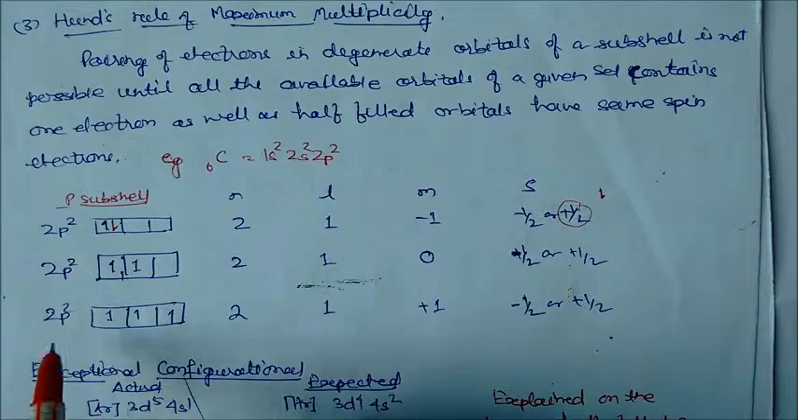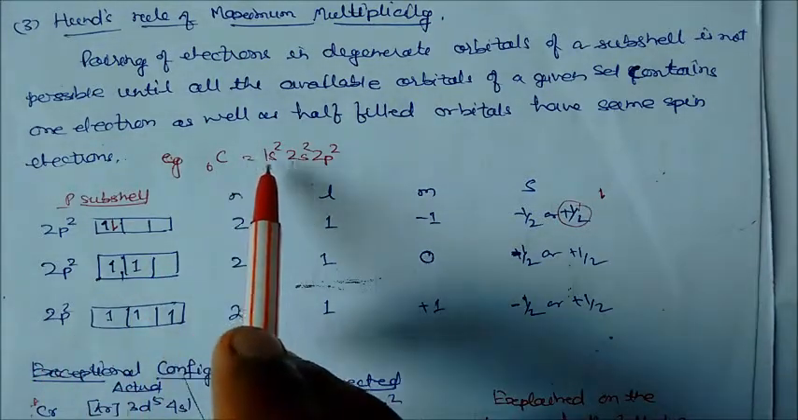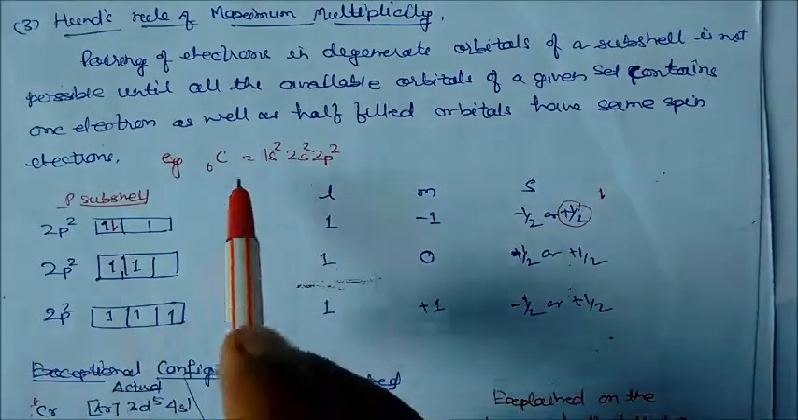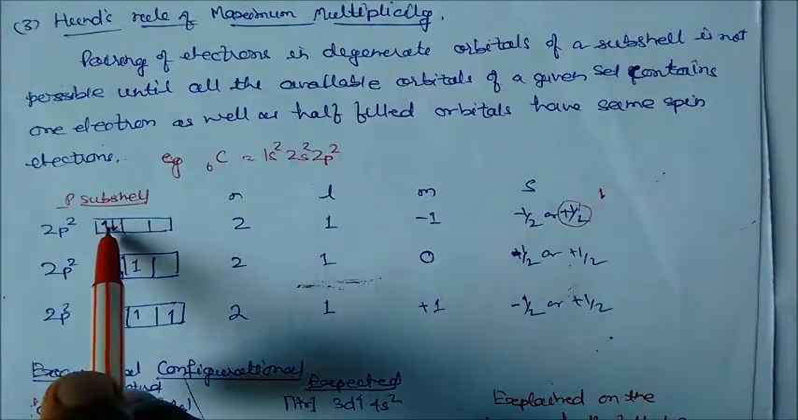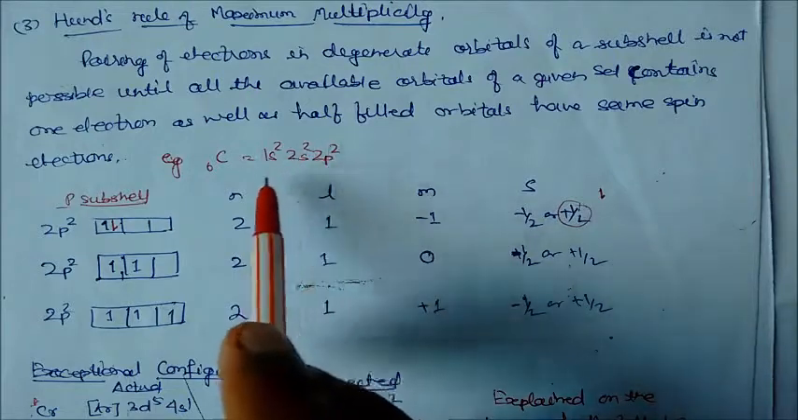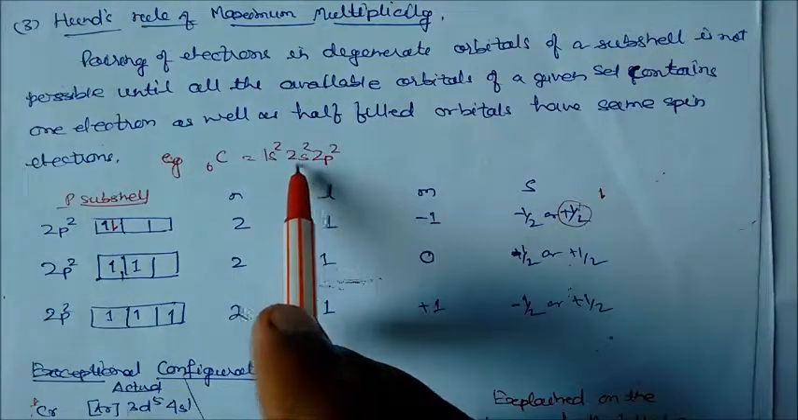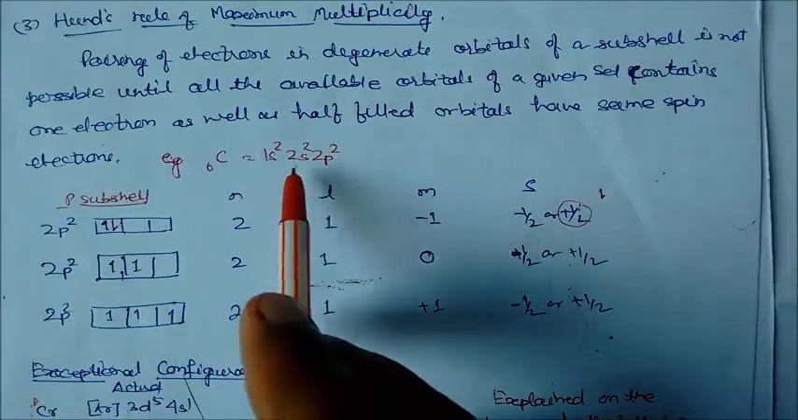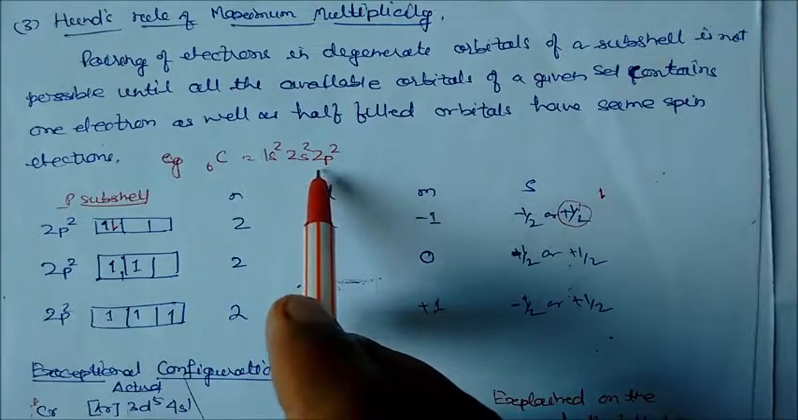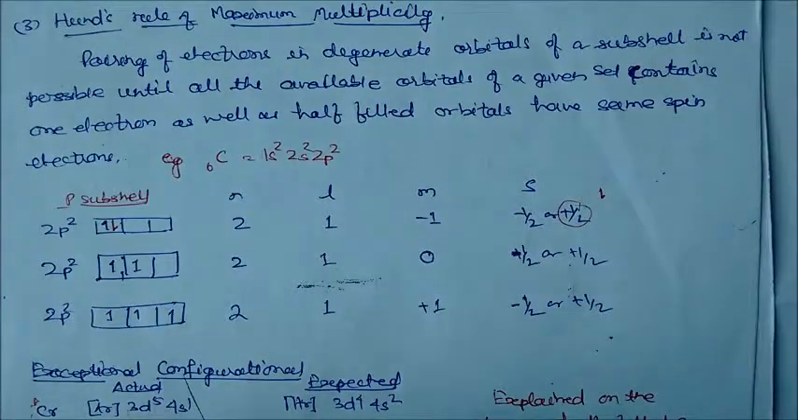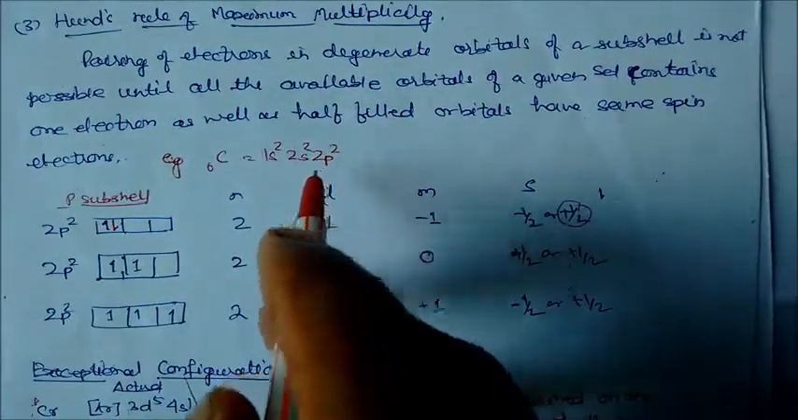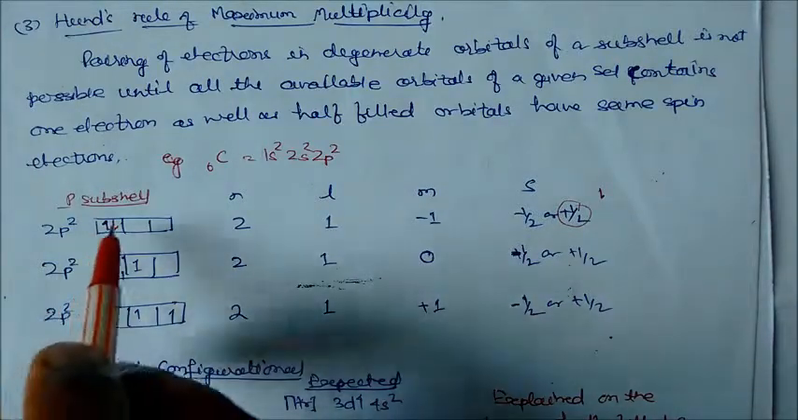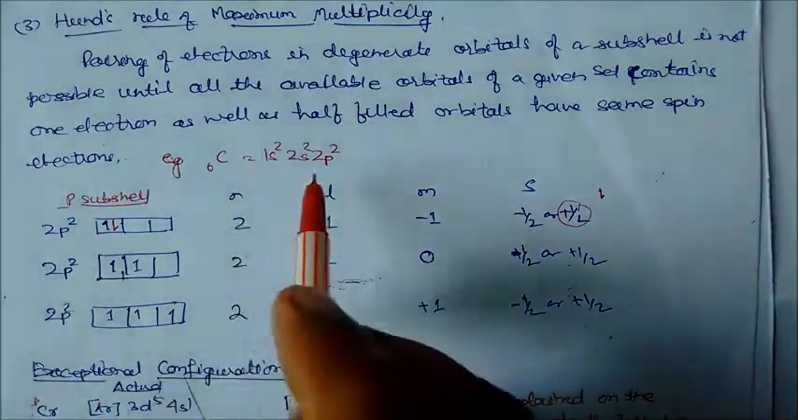You can see here carbon, with atomic number 6: 1s2, 2s2, 2p2. If you take the first electron, it goes here. I am taking the second shell, which contains 4 electrons: one is 2s2, one is 2p2. So let us take 2p2. In 2p2, what will happen? Here the first electron will go like this. So this is 2p2.